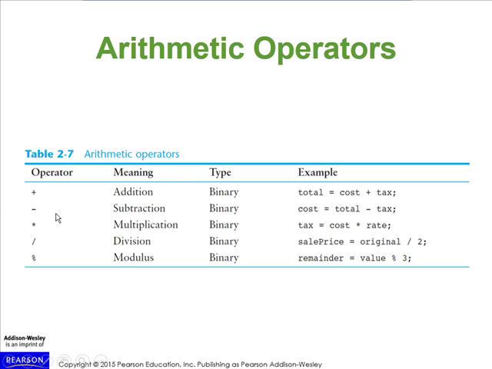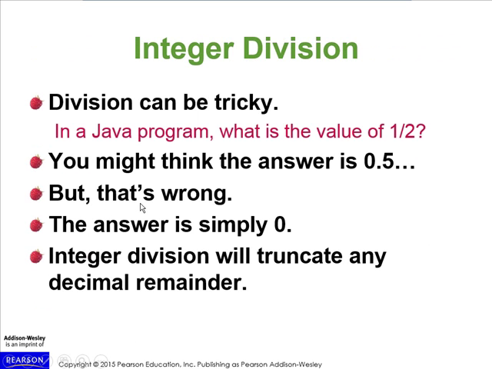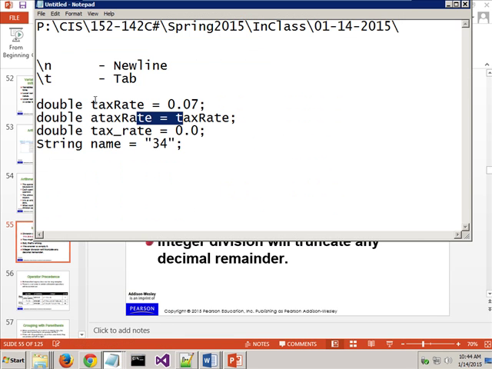Here are your operators. You've seen these before. You saw those in JavaScript. Plus, minus, asterisk for multiplication, forward slash for division, don't use a backward slash, and percent sign for modulus, which is the remainder operator. Then they explain what all those are. And integer division, again, this sometimes confuses people.